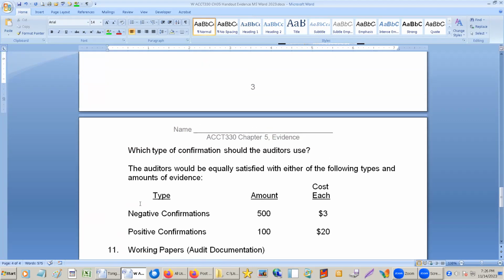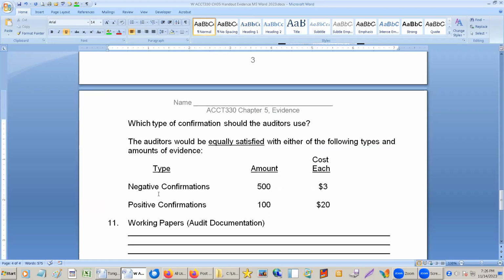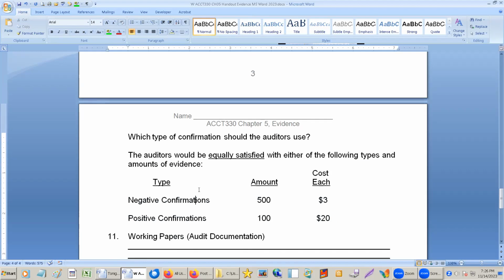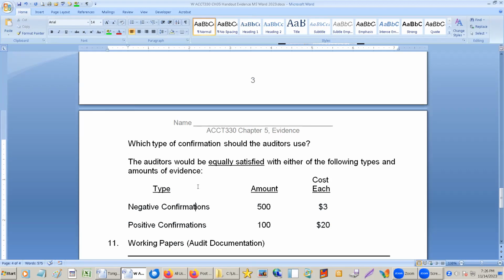Let's say that the auditor would be equally satisfied with each of the following types of confirmations. The negative confirmations aren't as good, so we need a lot more of them. Positive confirmations are better, we need fewer of them, but they cost more. Which should we use, the negative ones or the positive ones? You'd be equally happy.